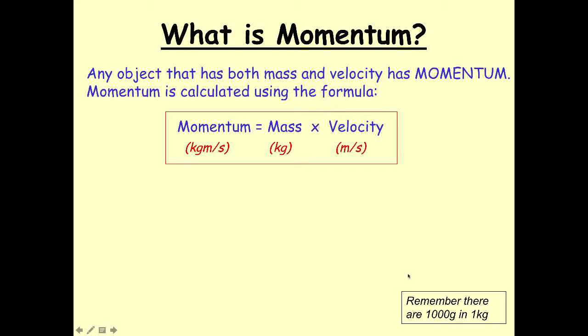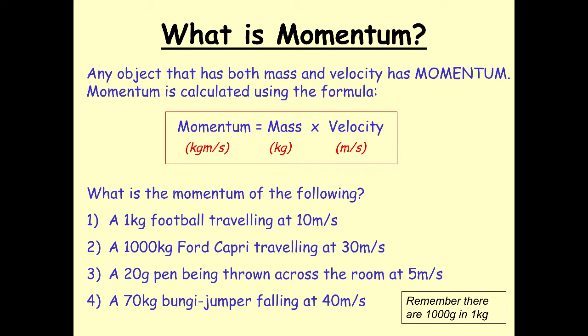Now always remember with calculations, check that you've got the mass in kilograms, and also know that there are 1,000 grams in 1 kilogram. So these are very easy calculations to have a go at. First, a 1 kilogram football travelling at 10 meters per second, that's simply 1 times 10, a momentum of 10 kilogram meters per second. A 1,000 kilogram Ford Capri travelling at 30 meters per second, again multiply those two together, you get the momentum.